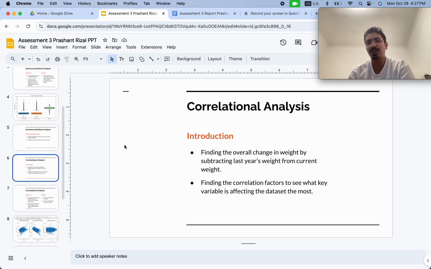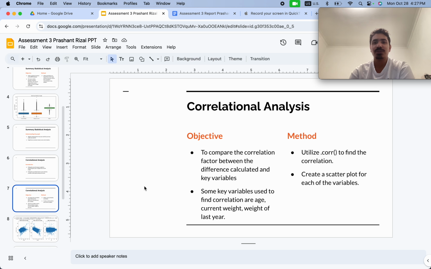Basically, correlational analysis is where you look at a couple of factors and see what correlates the most to the change in weight. So we subtracted last year's weight from the current year's weight, and then we see what could have caused this change, basically what correlates the most.